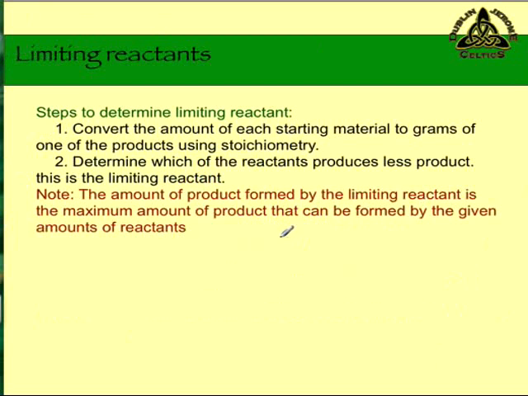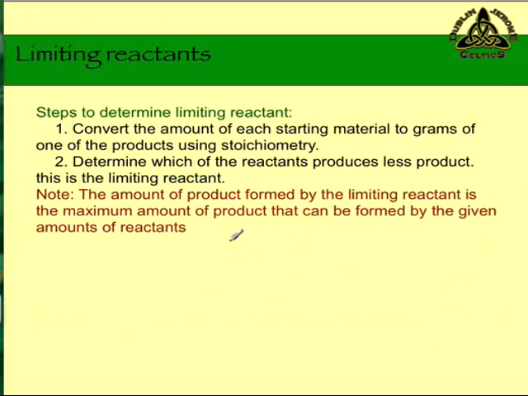There are certain steps to determine the limiting reactant. Number one is that you have to convert the amount of each starting material to grams of one of the products using stoichiometry. When you do these problems, you're going to be given either grams or moles of both starting materials, and you have to convert each of them into grams of one of the products. After you've done that, you determine which of the reactants produces less of the product. That reactant is the limiting reactant.